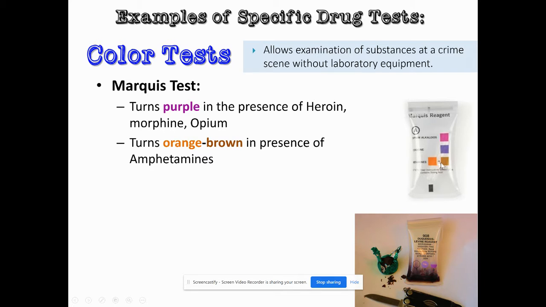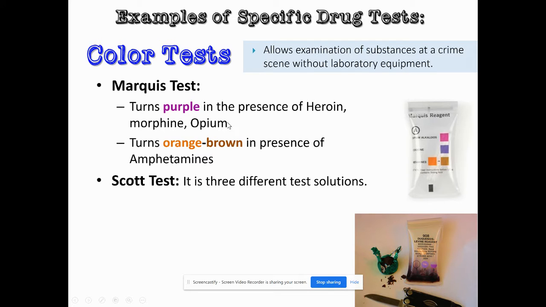This would turn orange or brown if it is some form of amphetamine. So we're talking about amphetamine, Adderall, methamphetamine. You could probably get cold medicine to react the same way. So this would, again, be a presumptive test.